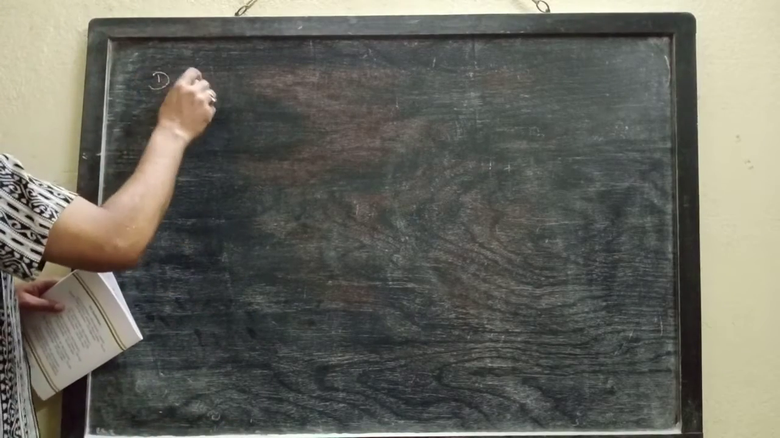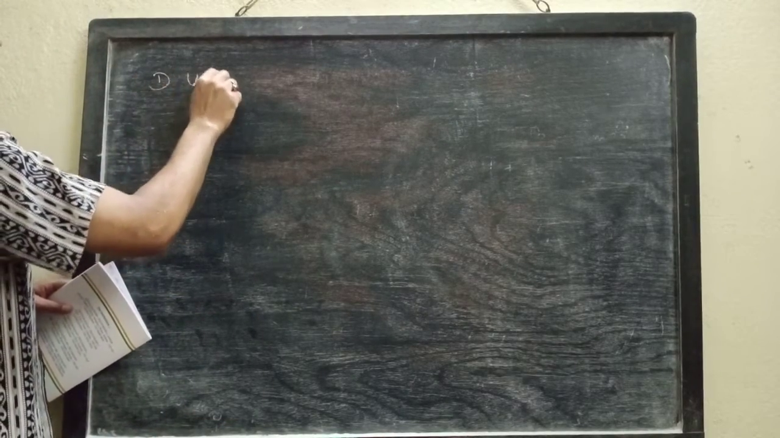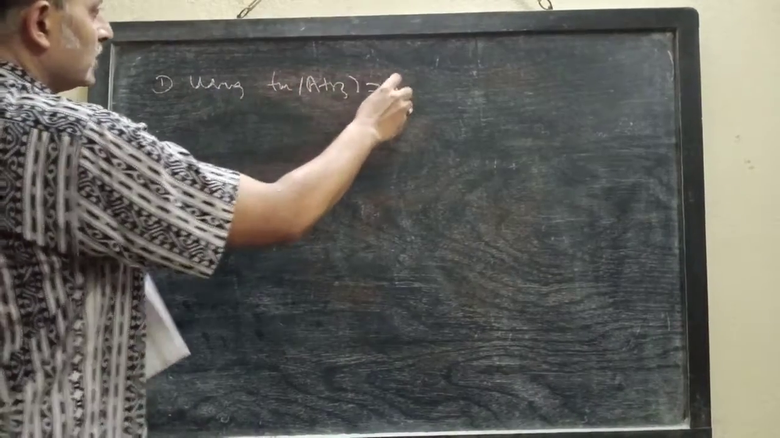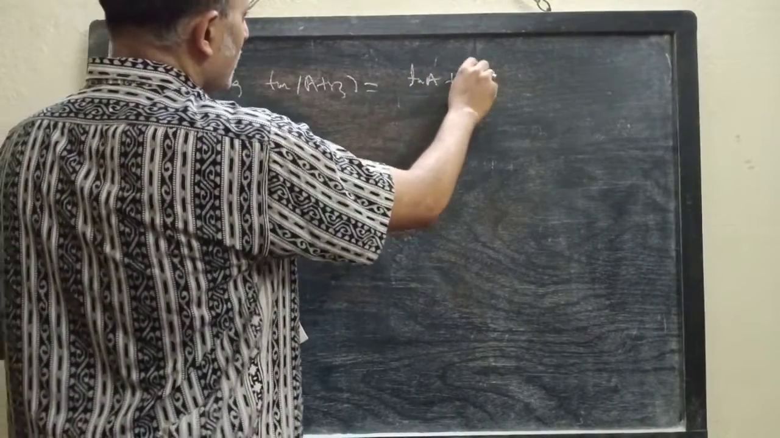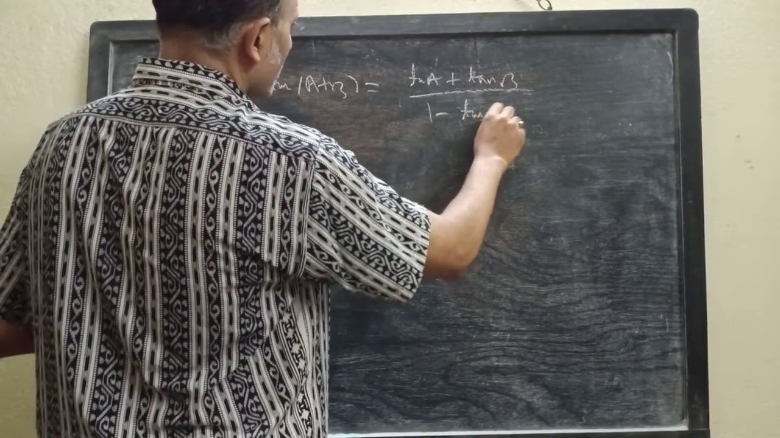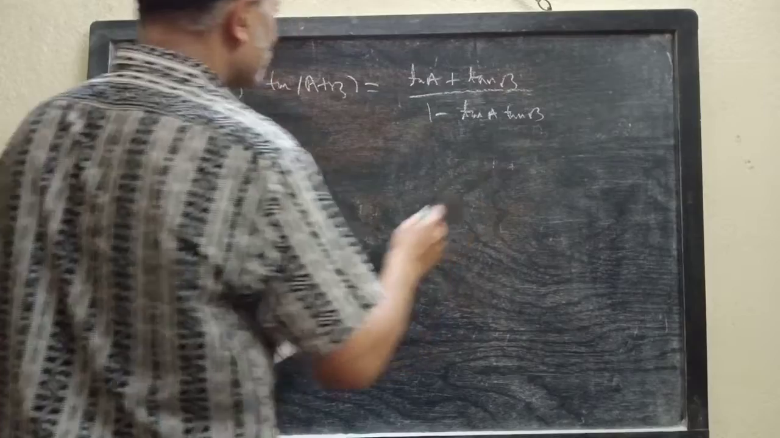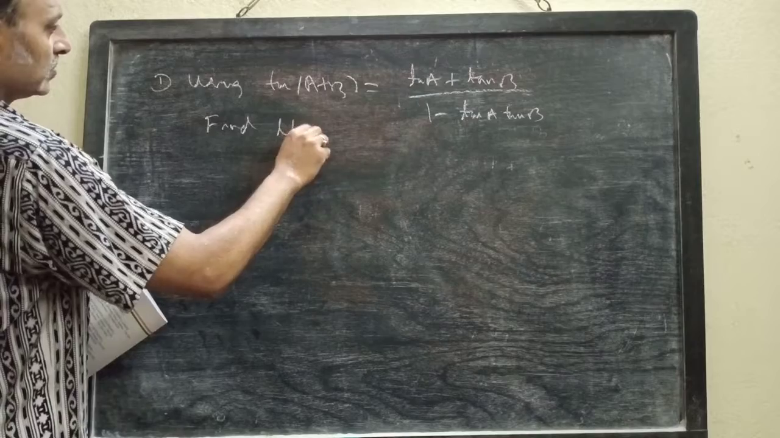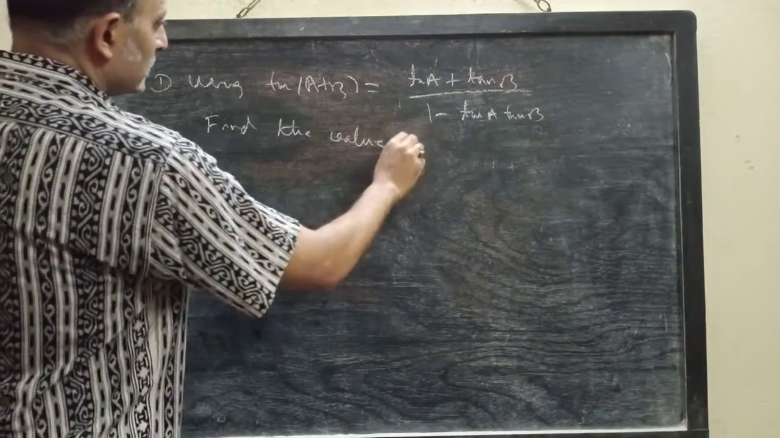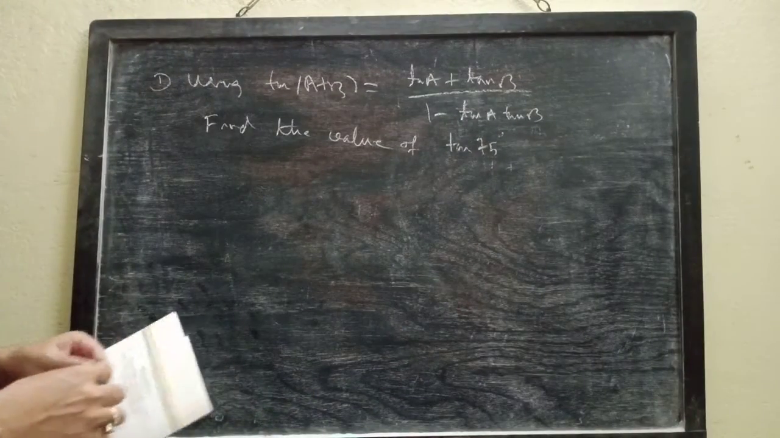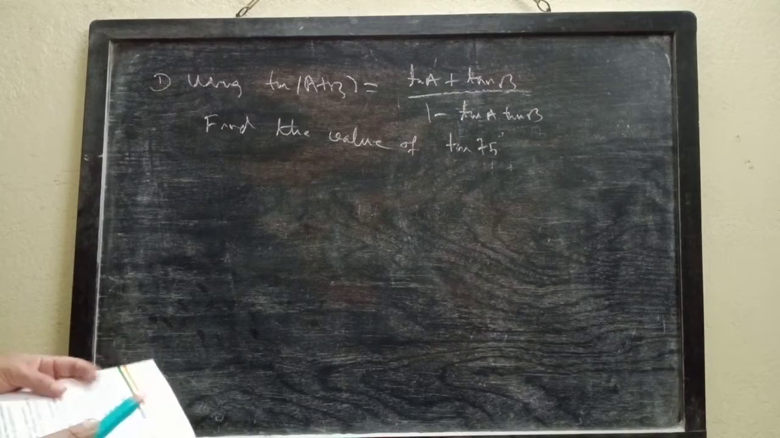Now take this problem as homework. Number 1. Using tan of A plus B is equals to tan A plus tan B by 1 minus tan A tan B, find the value of tan 75. So you have to take A 45 degree, B 30 degree.